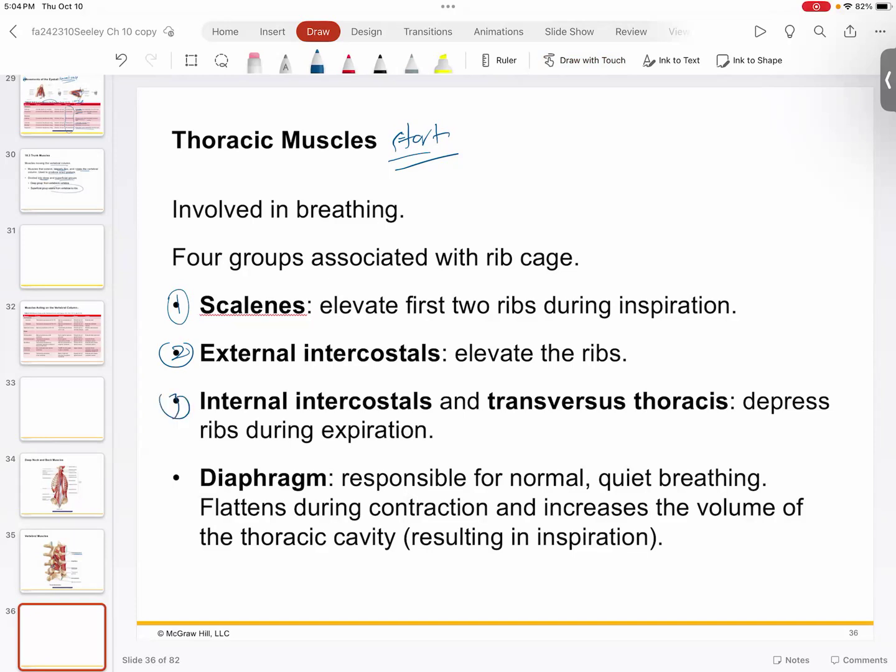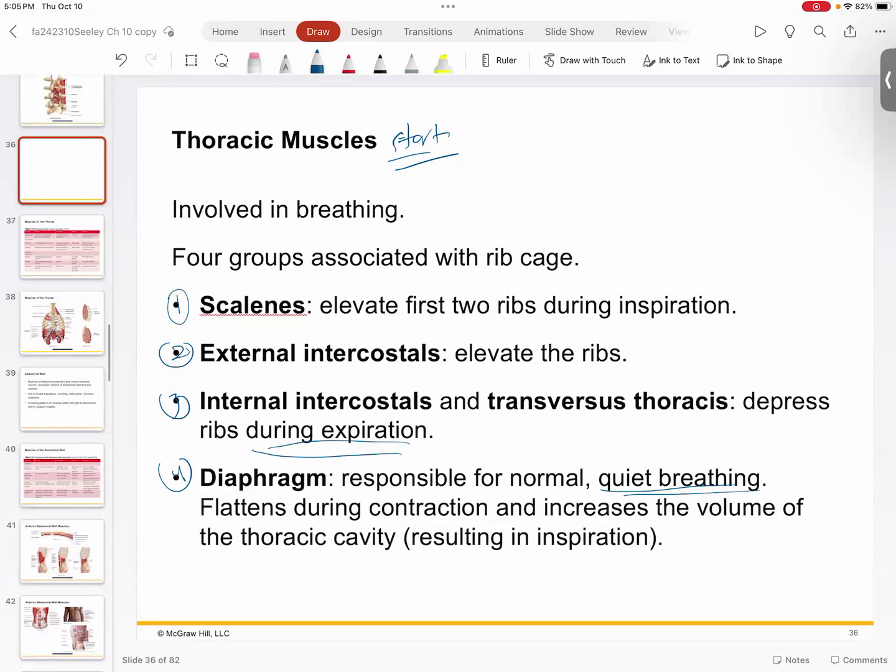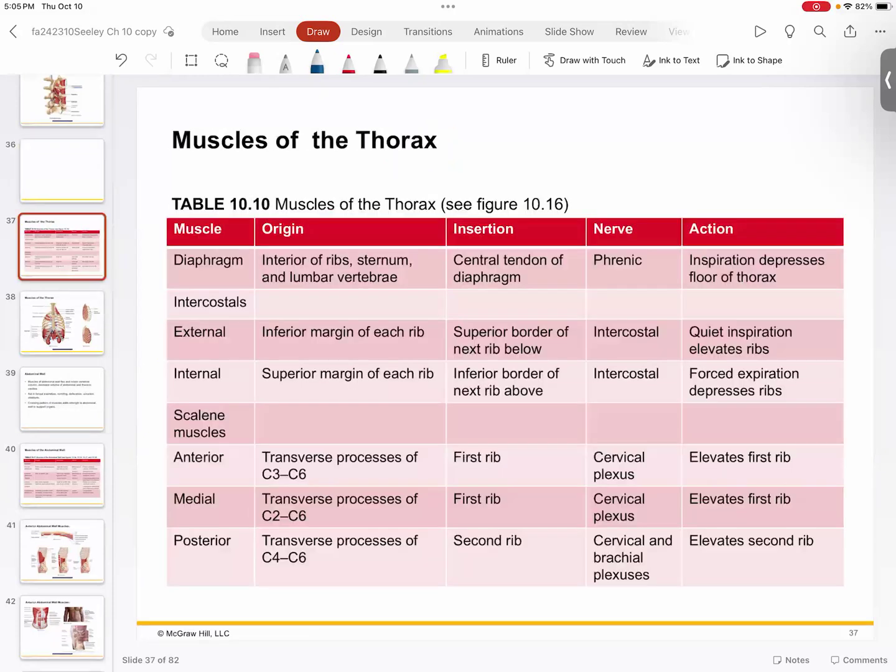And then your internal intercostals and a muscle called the transversus thoracis. These are basically there to depress the ribs during expiration. And then, of course, the diaphragm is the biggie. That's the grand poobah, right? This is the one that's responsible for actually expanding your lungs out and bringing in the air. So this is kind of like the quick rundown, your diaphragm.